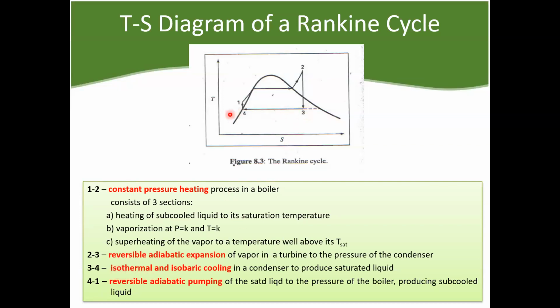Now, the next step is the isothermal and isobaric cooling in the condenser. So from a wet steam, now it goes to the saturated liquid curve. So this is purely saturated liquid, and the pump can now handle this purely saturated fluid, and it can begin its reversible adiabatic pumping to a subcooled liquid. So subcooled liquid outside the curve. And thus returning the cycle to its original state.